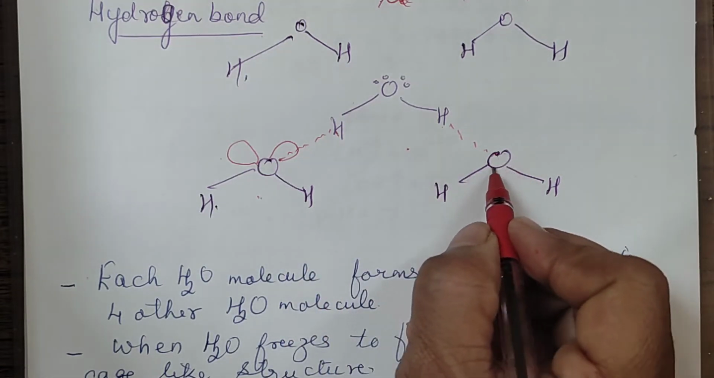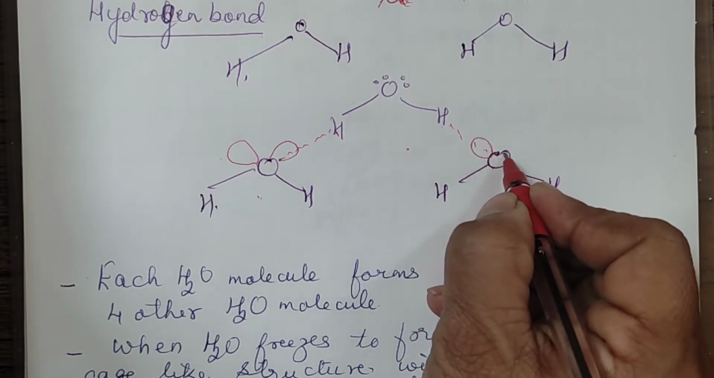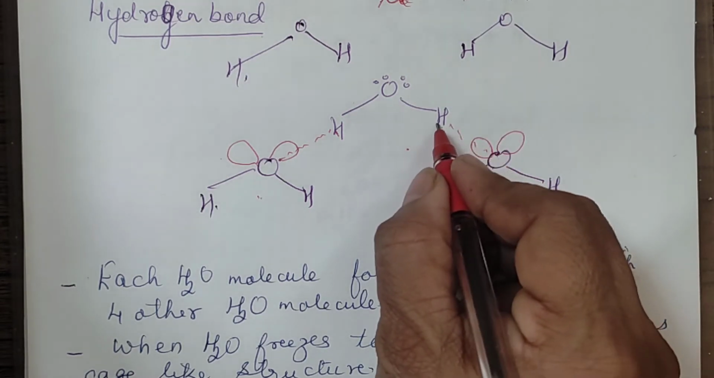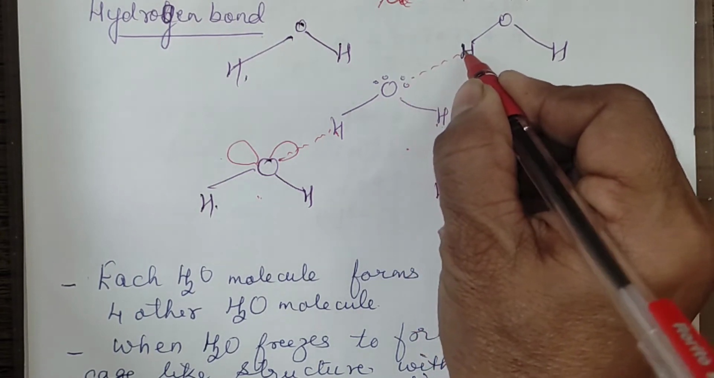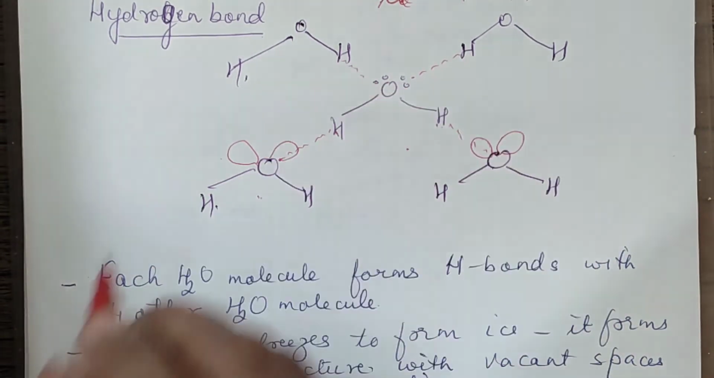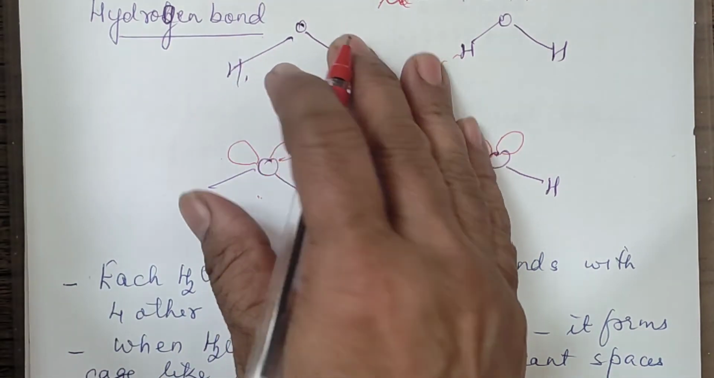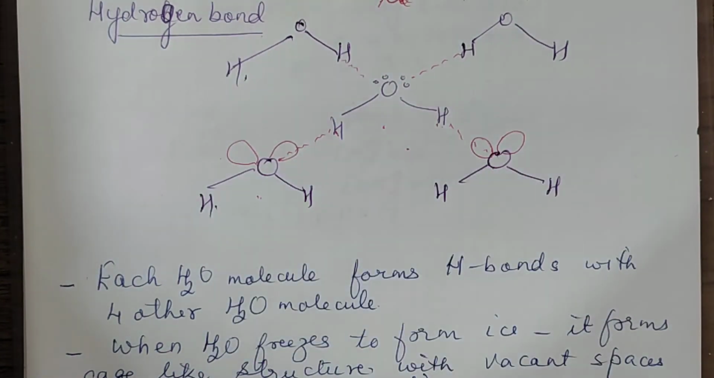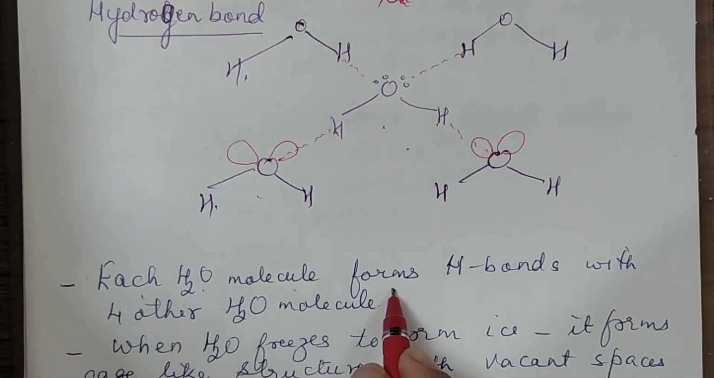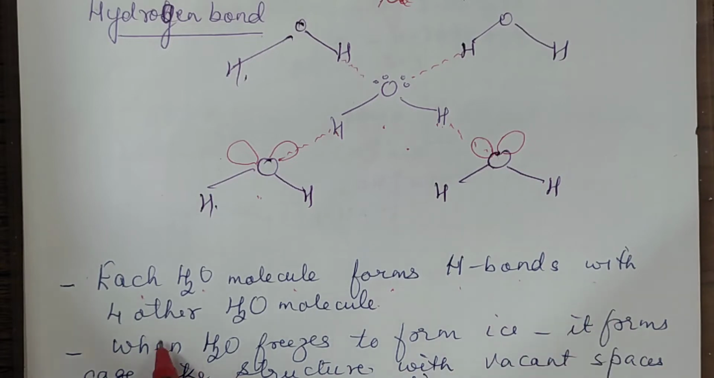Okay, same way here. There are two lone pairs. So this oxygen can be bonded with this H. Second, this O can be bonded here. This O can be bonded here. So what we find is that one water molecule is surrounded by 4 water molecules. So that I have written here. Each water molecule forms hydrogen bonds with 4 other water molecules. Right? So this is important.